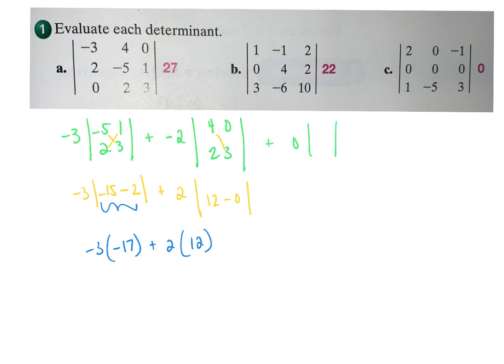Question? Isn't this supposed to be a -2? It is. Yeah, there we go. I had it here, I just didn't bring it down. I thought you meant this guy. All right, what's -3 times -17? 51. Plus a -24 should give us 27.